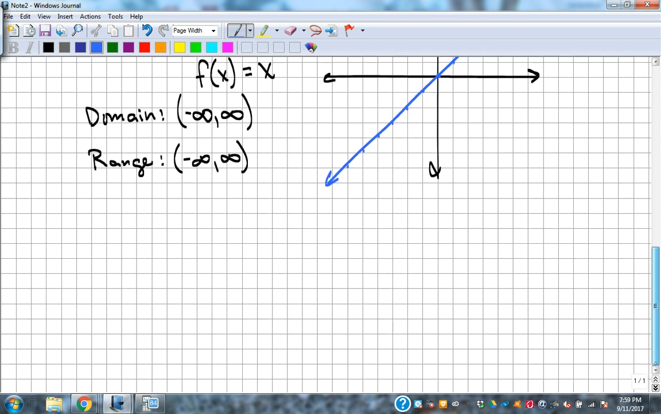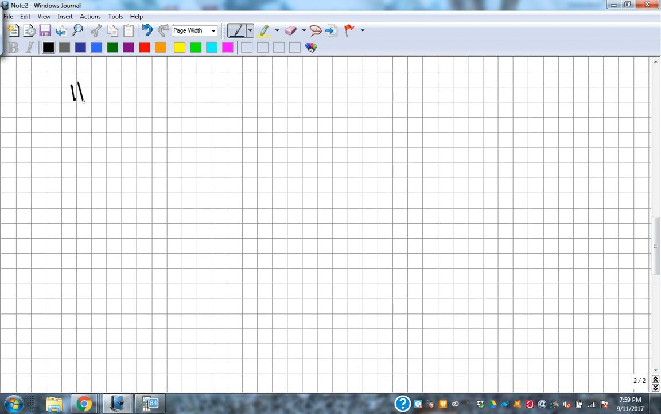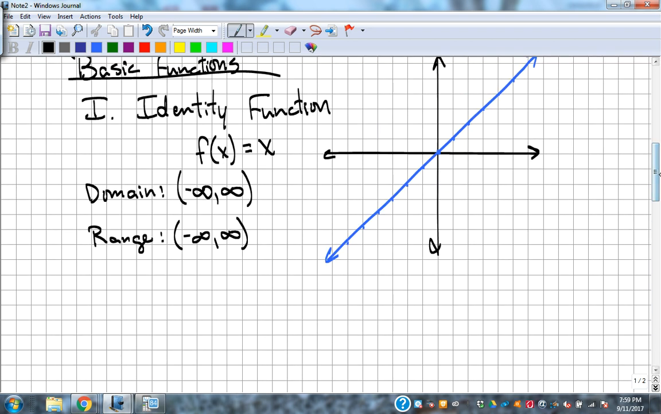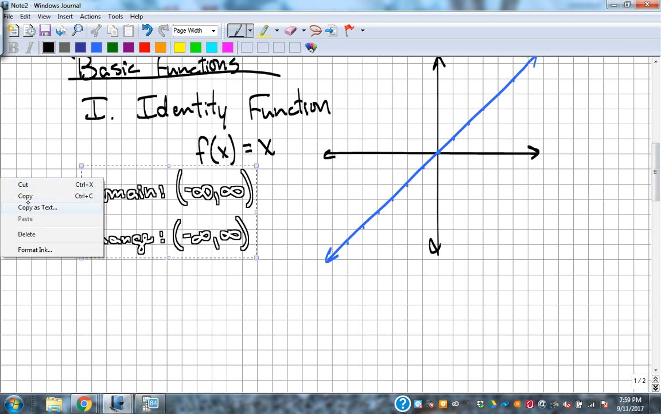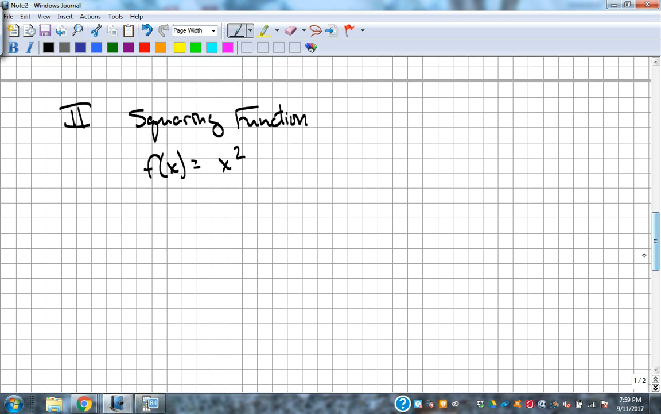All right. The next function, number 2, is the squaring function. f of x equals x squared. The domain and the range are a little different, but the domain is the same: negative infinity to positive infinity. The range is from 0 to infinity with a bracket. And I'm going to draw the graph and show you why that is.